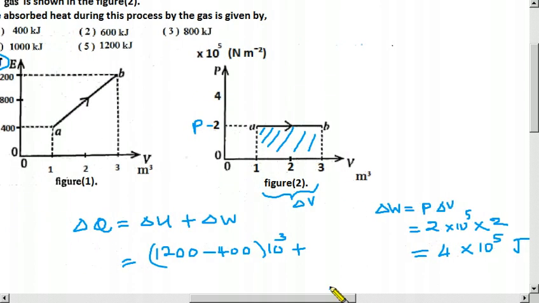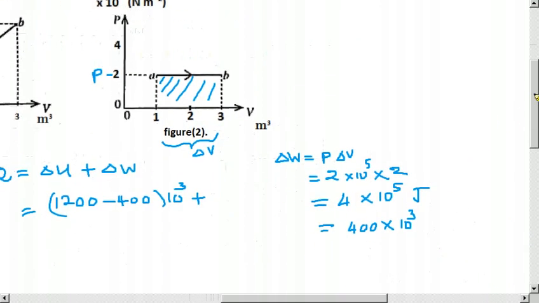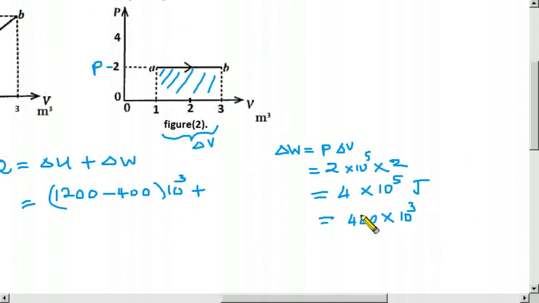That we can write as 400 times 10 power 3, because there is a 10 power 3 already here. Therefore, to go with that, we have to convert it like this, 400 times 10 power 3 joule. So let us substitute it here, then plus 400 times 10 power 3.